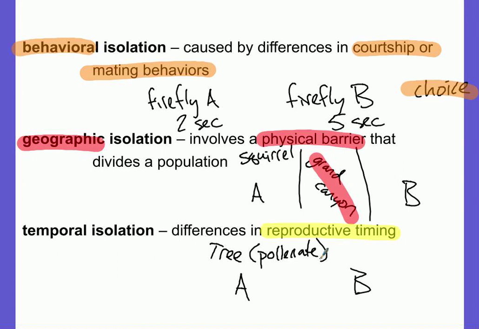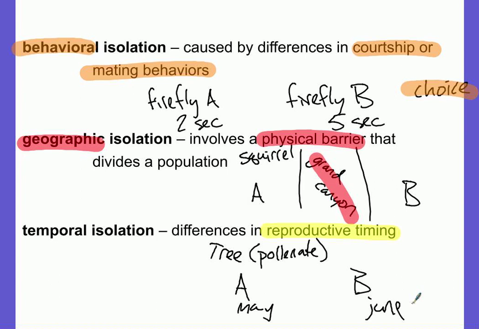So trees pollinate, but they can also pollinate at different times, right? So maybe population 1 is pollinating right now. Maybe they're pollinating in May, and so all of those trees are reproducing right now as we speak. But population B, they don't pollinate right away. They wait a couple days, right? Wait a couple weeks, maybe wait a month. So population B is going to be pollinating in June, right?